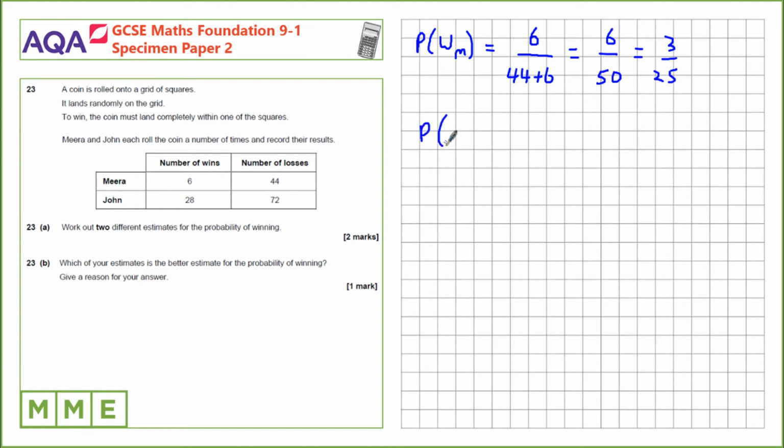Let's calculate the probability for John. So the probability of winning based on John's data is 28 over the total, which is 28 plus 72, 100. And we can simplify that down to 7 over 25. Question 23b. Which of the estimates is a better estimate for the probability of winning, with a reason for our answer? The better estimate in this case is 7 over 25, and the reason is that John used a larger number of trials to calculate that probability, so it's more likely to be closer to the correct probability. So it was calculated using a larger number of trials.